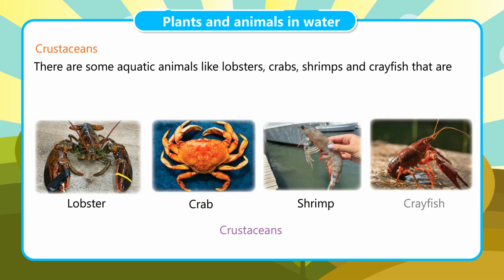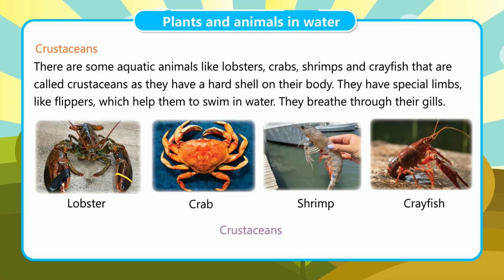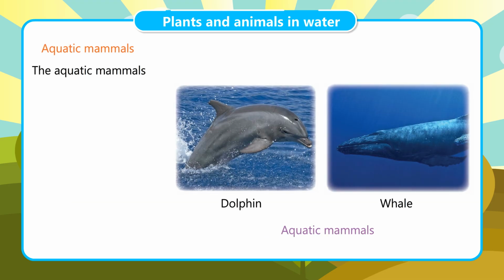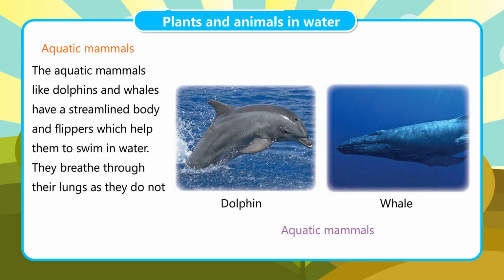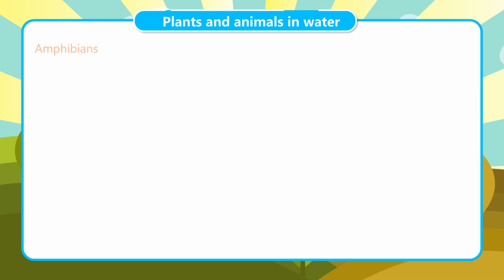Crustaceans. There are some aquatic animals like lobsters, crabs, shrimps, and crayfish that are called crustaceans as they have a hard shell on their body. They have special limbs, like flippers, which help them to swim in water. They breathe through their gills. Aquatic mammals. The aquatic mammals like dolphins and whales have a streamlined body and flippers which help them to swim in water. They breathe through their lungs as they do not have any gills. They come up to the surface of water to breathe.